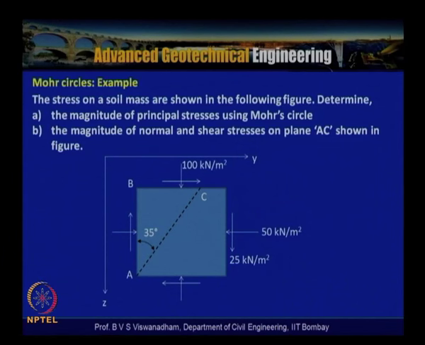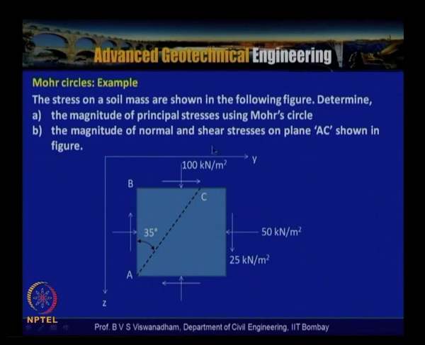Now, consider an example where the stresses on an element in a soil mass are shown in the following figure. We need to determine the principal stresses using Mohr circle. So, this axis is the y axis, and this axis is the z axis, and this plane is AB and this plane is AC. This plane is the horizontal plane and this plane is the vertical plane, and this is an inclined plane, inclined at 45 degrees to plane AB. Here it is given as 50 kilopascals in the horizontal direction, compression, and this is also compression, 100 kilopascals, and the shear is 25 kilopascals.